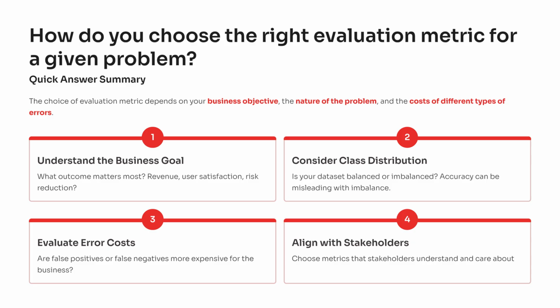Step 2. Consider class distribution. If your data is imbalanced, accuracy alone can be misleading. For example, in a fraud detection model where only 1% of transactions are fraudulent, a model predicting no fraud every time could still show 99% accuracy but be useless.